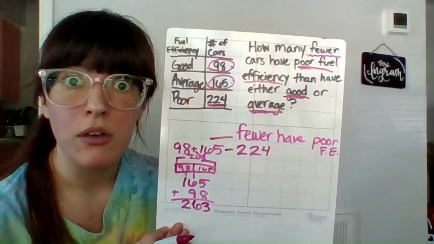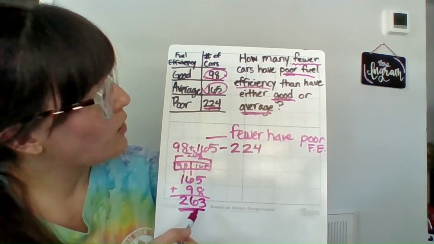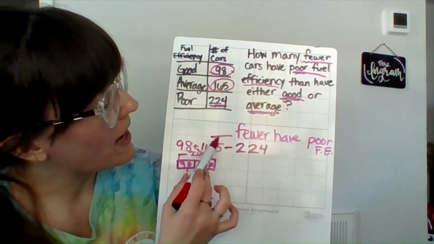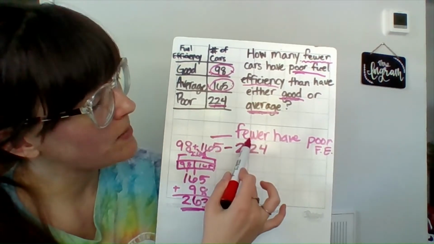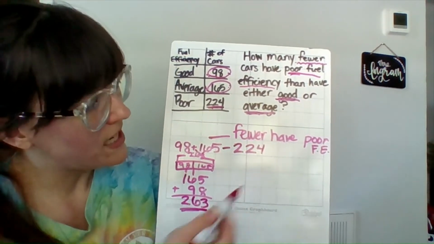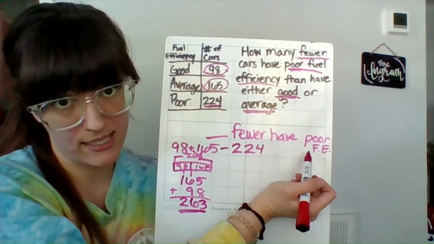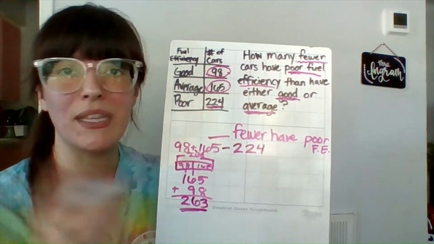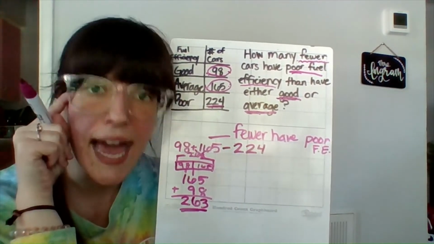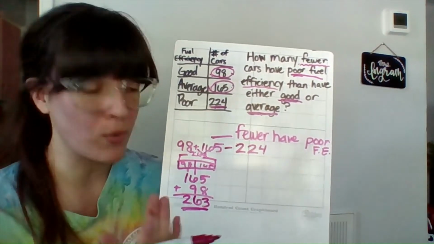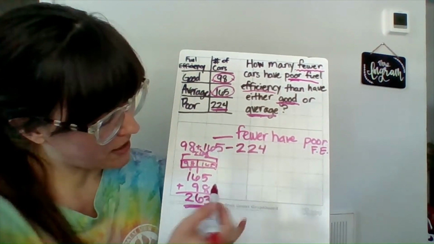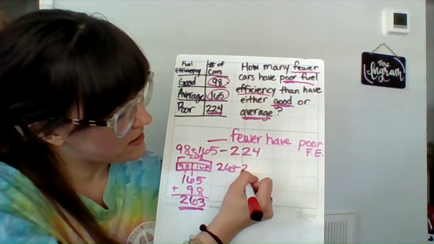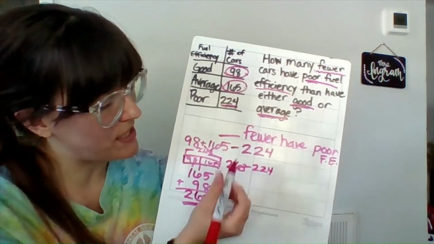But remember, am I looking for how many are good or average in all? No. If I look back at my answer statement, I'm reminding myself I want to compare that to how many have poor fuel efficiency. So if I'm comparing these two numbers, if I go back to my answer statement, that reminds me, oh yeah, I still have to subtract. I have to find out how many fewer. So now I know I'm going to be dropping down that 263. So now I have 263 minus that original 224.